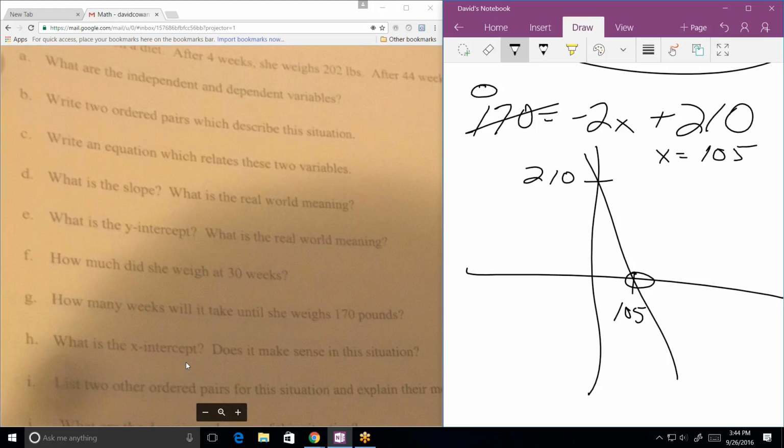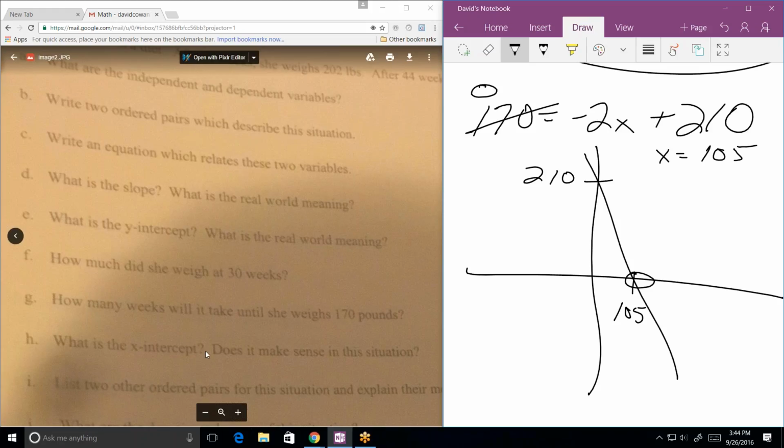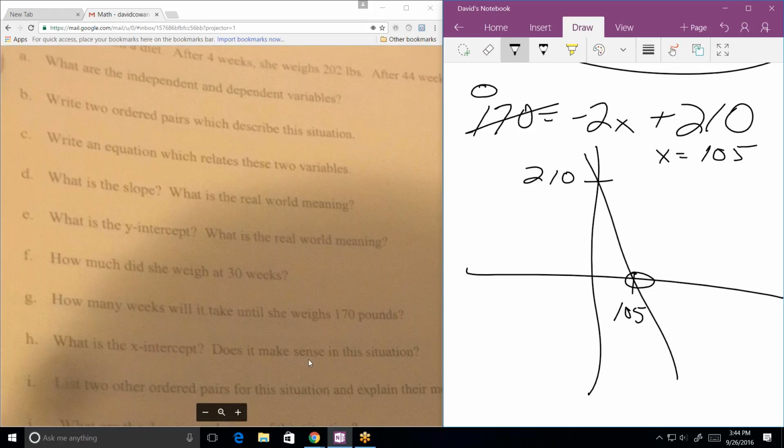That's what the real world meaning is. Oh, well, it doesn't actually ask that. It says, what is it? 105 weeks. Does it make sense in this situation? No. What's really going to happen? What's really going to happen is this. She's going to drop weight and then level off, hopefully, at some standard weight for her, something like that.